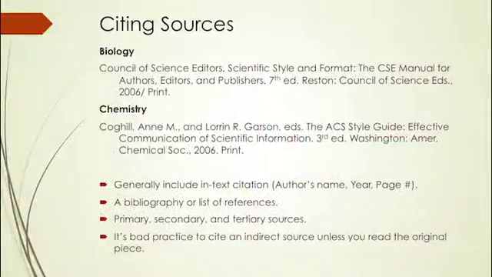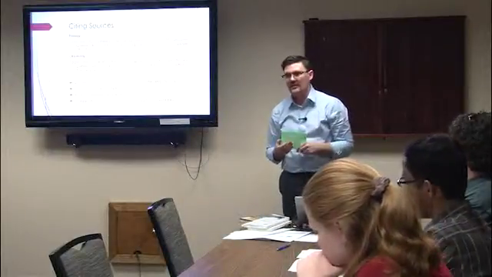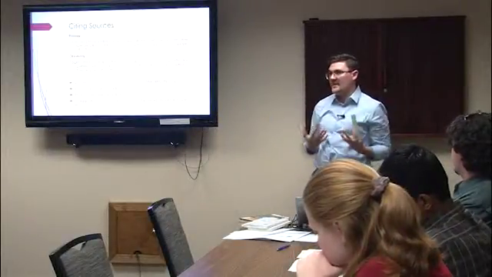So you'll include in-text citation, where you're citing someone else's work. You'll always, at the very end, have a bibliography or a list of references. You'll include primary, secondary, and tertiary sources. So what's a primary source? A peer-reviewed journal, right? So for example, in English, I can use that as an example.